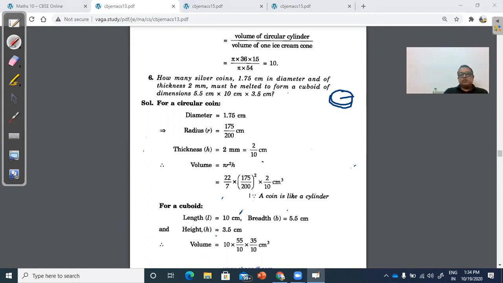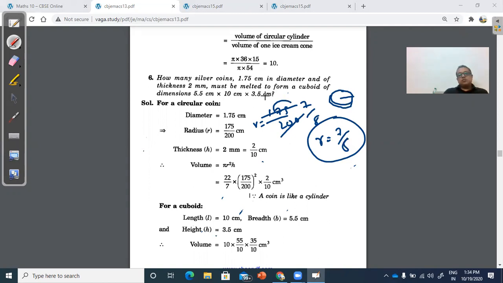So radius is going to be 1.75 upon 2. Okay. And this is 1.75 by 2. So what we can do is remove the decimal. 2 decimals we will remove. So it will become 175 by 200. So 175 by 200 we can cancel by 25. We will get 7 upon 8. So radius will be 7 upon 8. It's easier to calculate. So now how many has to be melted?